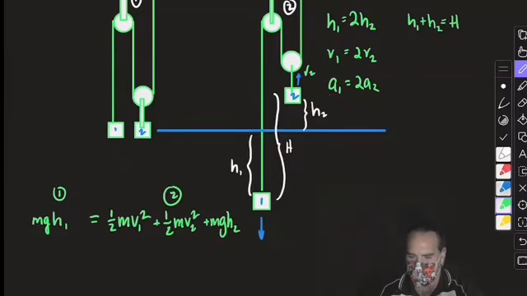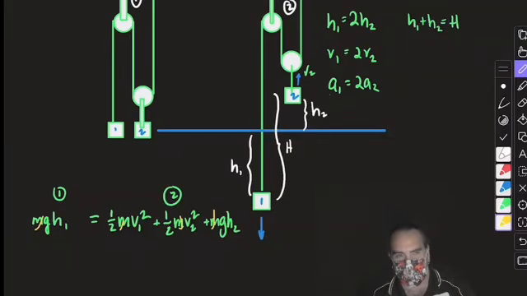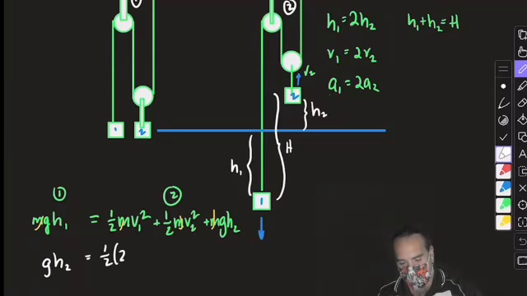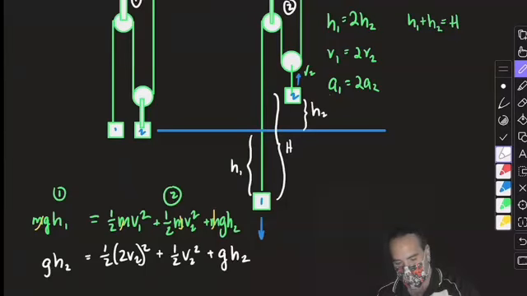Now, once we've done that, this just becomes a bunch of substitution. And that's what happens next. I'm going to cancel out all these M's. We don't need them. And I'm going to substitute, I have to pick one direction or the other. Because of the way it's already solved, I'm going to substitute in for V1 and H1, and write this as GH2 equals 1/2 times 2V2 squared plus 1/2 V2 squared plus GH2. And I forgot the 2 here. There's a 2 there. When I substitute 2H2 in for H1, I get a 2 right there.